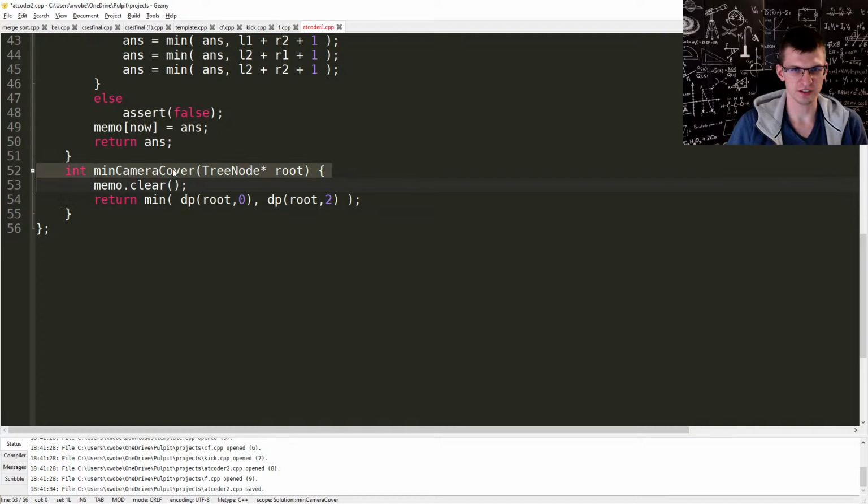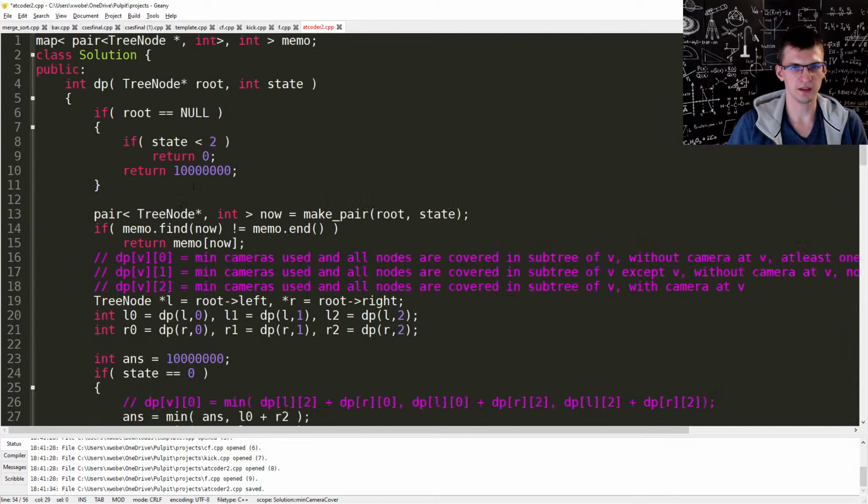minCameraCover, this is a function from the problem. We return DP of root 0 and DP of root 2. Apparently, we give the DFS function a vertex and the state, one of the three possible states. The explanation is here, so let's read it.